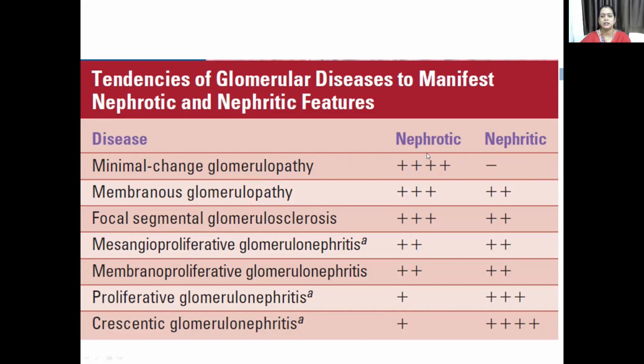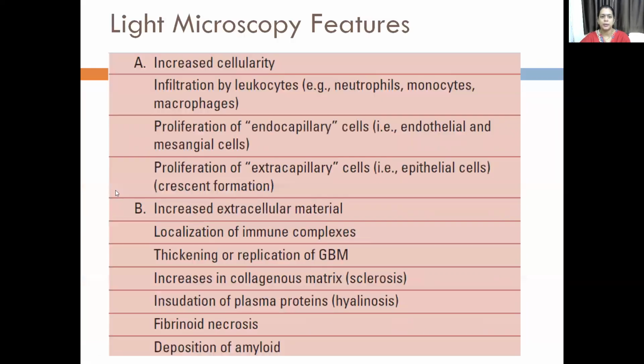Here you see nephrotic proteinuria is seen in minimal change glomerulopathy and membranous glomerulopathy. FSGS is usually associated with nephrotic range, and in a minority of cases, take this plus as minority and this as majority of the cases. And then crescentic glomerulonephritis, where nephritic range proteinuria is predominant.